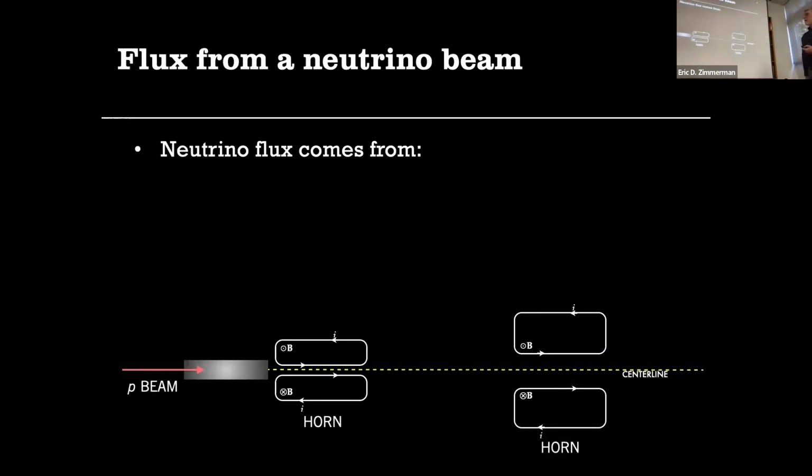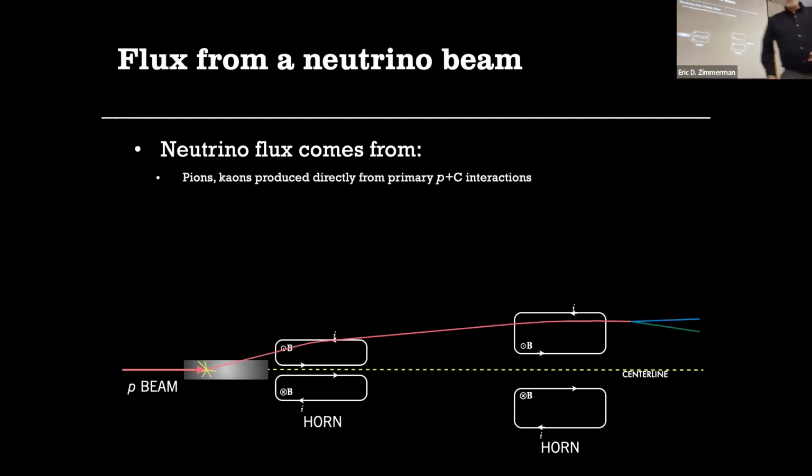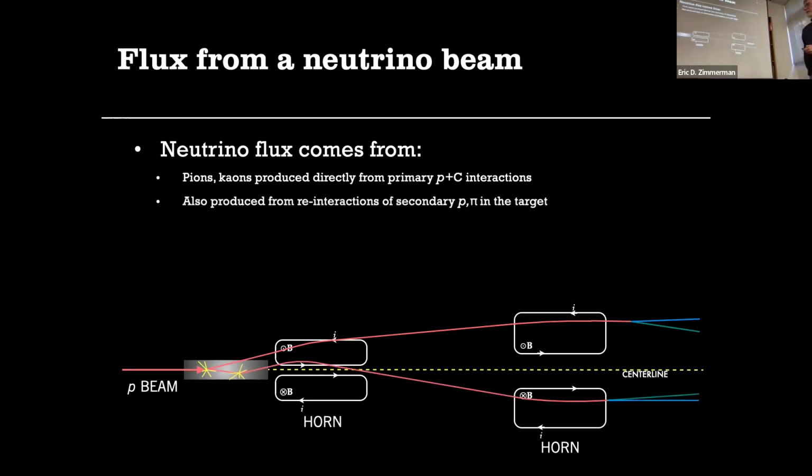Okay, so the flux of neutrinos comes from meson decay. The proton beam enters the target, and of course you have primary interactions in the target, which produce mesons, which get focused in the horns and decay to neutrinos. That is a dominant, but not greatly dominant, source of neutrinos in the beam. Another source is pions or hadrons that reinteract in the target and produce new mesons in the target. Then those get focused.